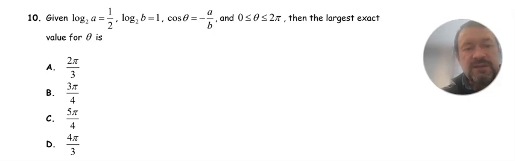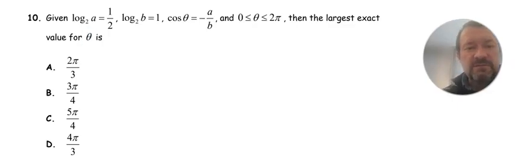Okay, so this question says, we're given that the log base 2 of a is a half, and that the log base 2 of b is equal to 1, and the cosine of theta is equal to negative a over b, where theta is in between 0 and 2 pi. So then the question is, what is the largest exact value for theta?